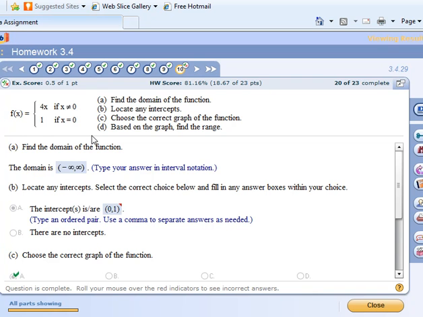Alright, so our first question says find the domain of the function. You can see this answer is correct. Now let's try to figure out why that is correct. Let's look at this on a number line. Let me just draw out a quick number line here, and let's say here is 0.